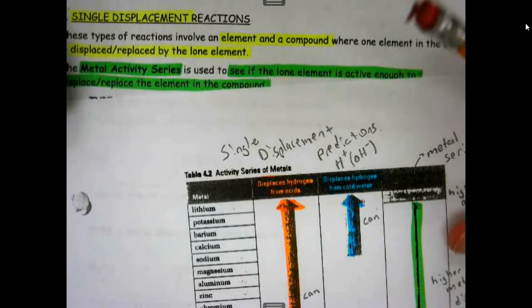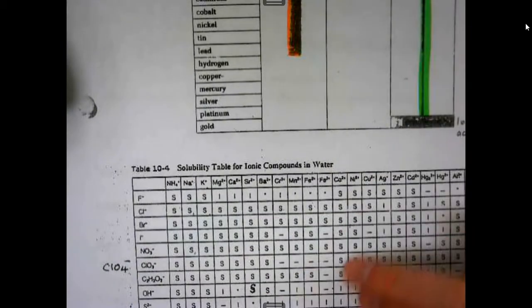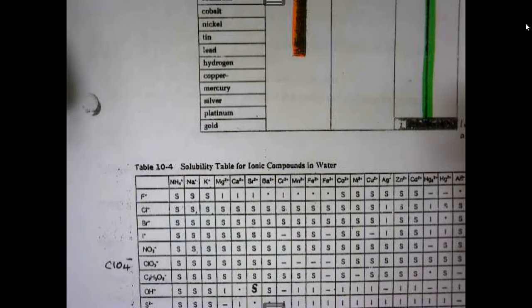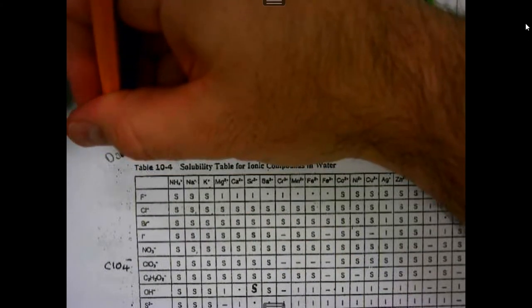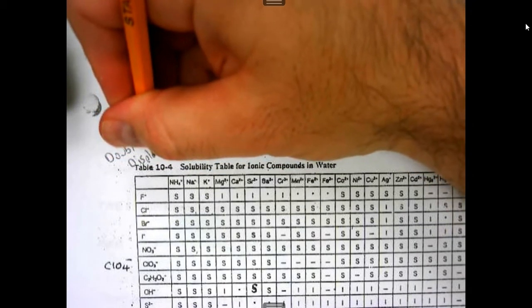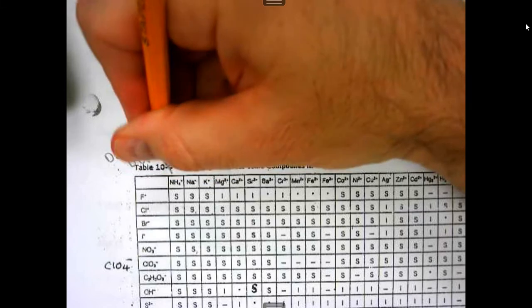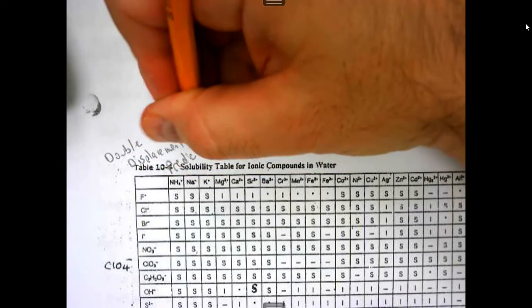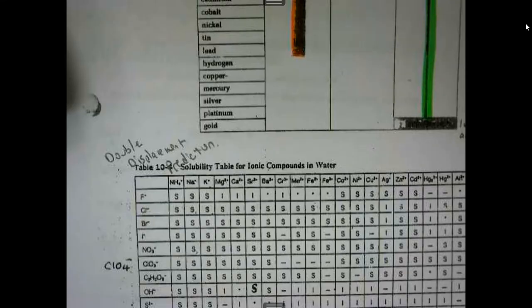Okay, this is what you use for single displacements. Down here, this is a solubility table, and this is for double displacements, which we'll do later. Prediction. All right, we'll talk about this on another day.